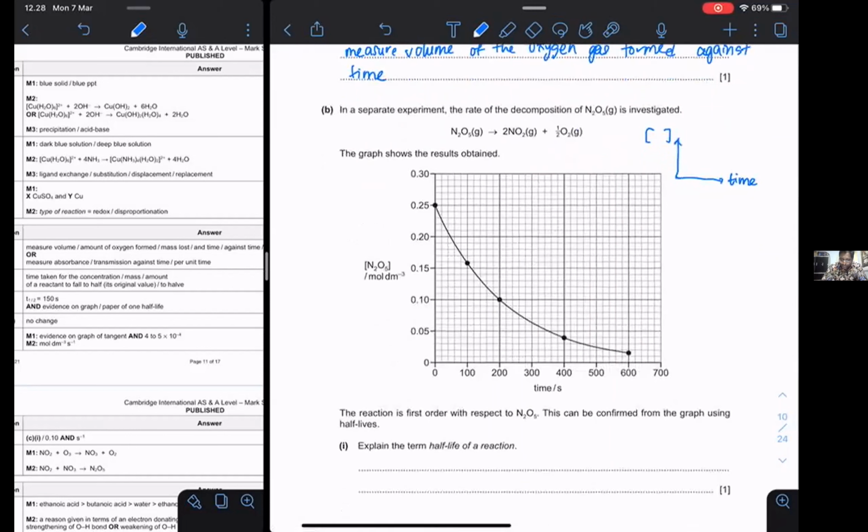Now, this concentration against time is going to be N2O5, which is the reactant. You can see that it's a curve and it's decreasing, because it's a reactant. We have two types of graph: one is rate versus concentration, and the other is concentration versus time.